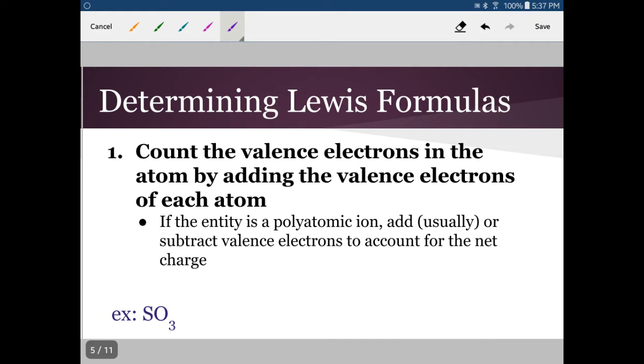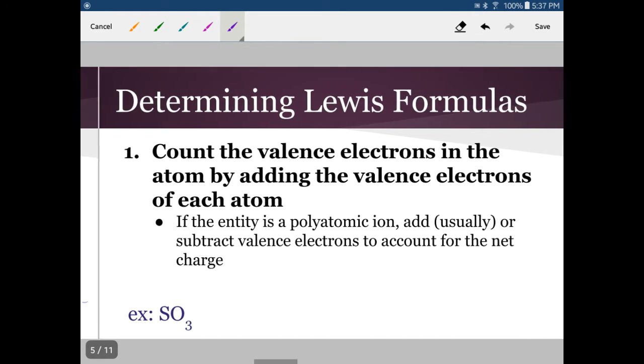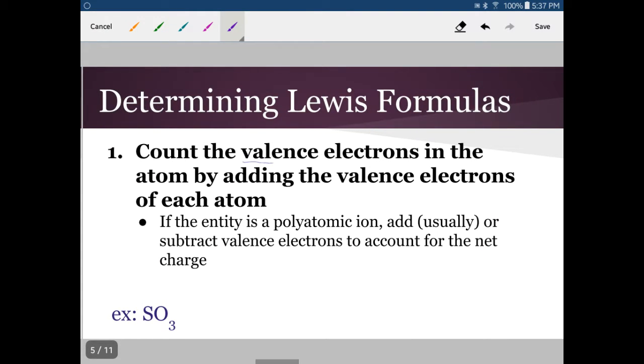So I start by counting the valence electrons. Sorry, I don't know what's going on here. Counting the valence electrons in the molecule by adding the valence electrons of each atom. This should say molecule. Sorry, this should really not say atom, it should say molecule. So if the entity is a polyatomic ion, we usually add or subtract valence electrons to account for the net charge. So if we have additional negative charge, we have to add the same number of electrons to that polyatomic ion.